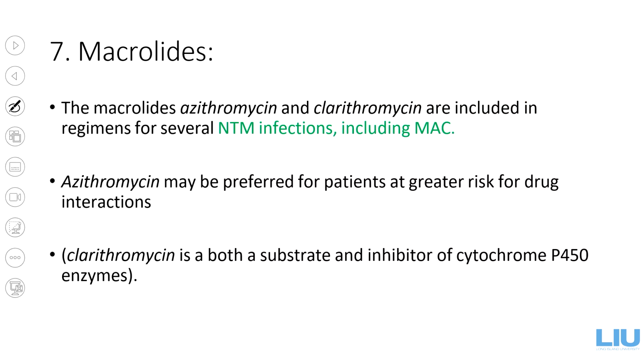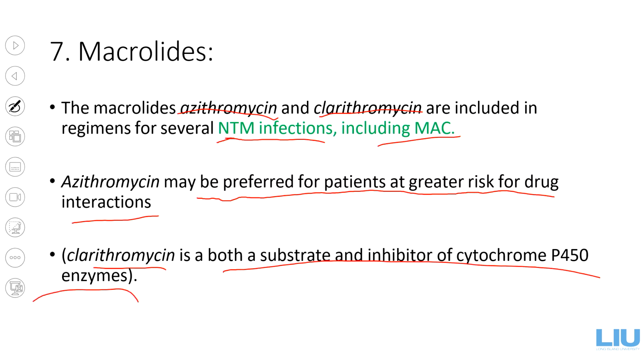And then we have macrolides such as azithromycin and clarithromycin, also included in the anti-mycobacterial infections such as MAC. Azithromycin may be preferred for patients at greater risk of drug interactions. Why? Because clarithromycin interacts with so many CYP enzymes. Makes sense, right? So if you have to go with the macrolides, you would prefer azithromycin over clarithromycin. Why? Because clarithromycin affects enzymes more. I mean, it's not that azithromycin doesn't. It's just that clarithromycin impacts enzymes more than azithromycin, okay?